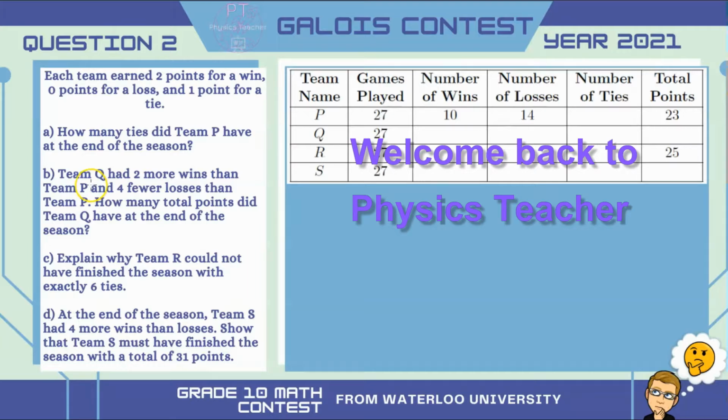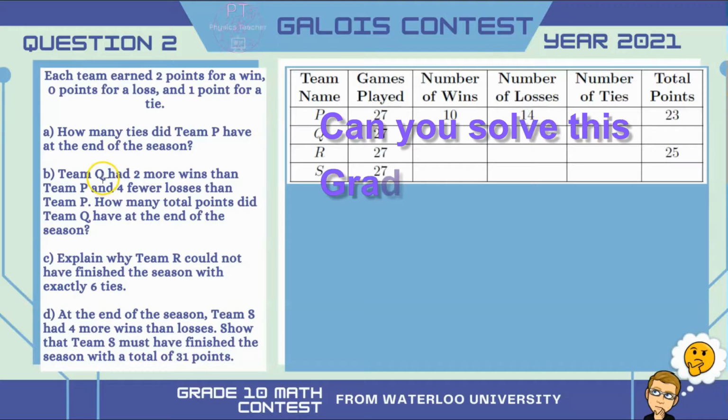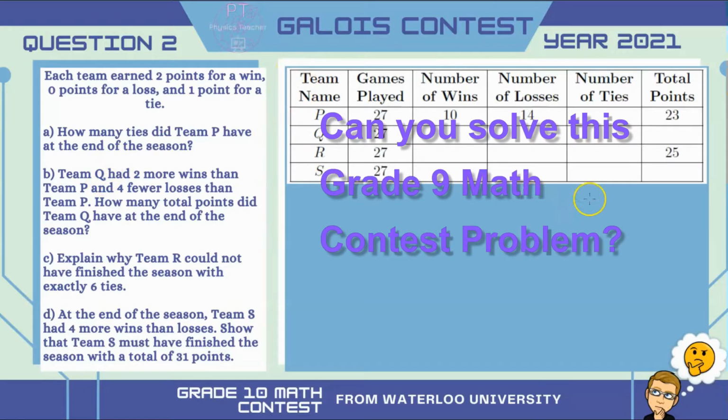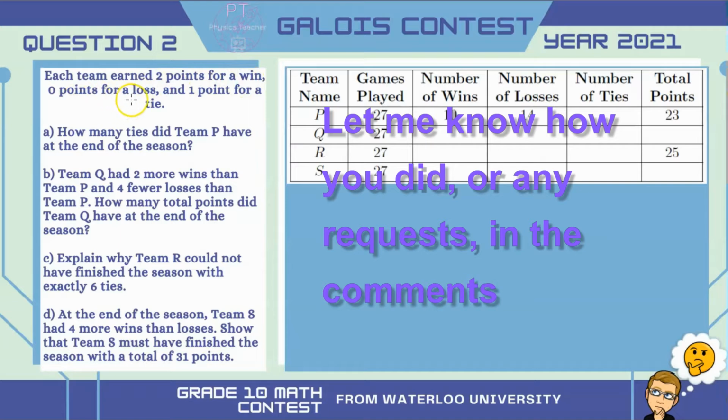This is a grade 10 Math Galois contest question. It's question 2 from 2021. And here we have a chart of a bunch of teams, how many games they've played, wins, losses, and ties. Now you get 2 points for a win, 0 points for a loss, and 1 point for a tie.